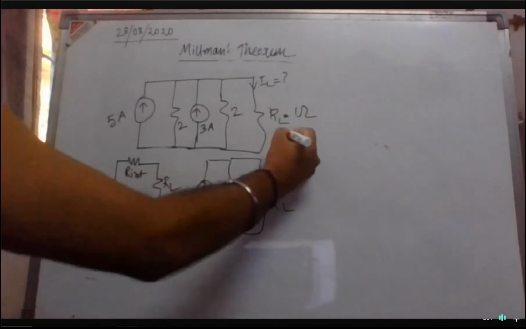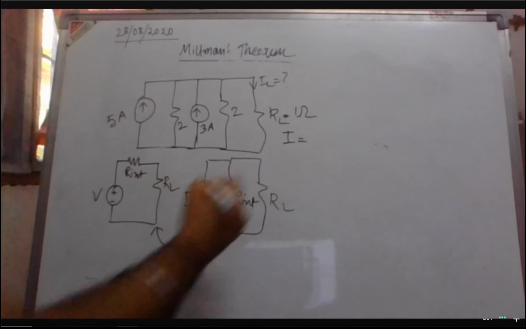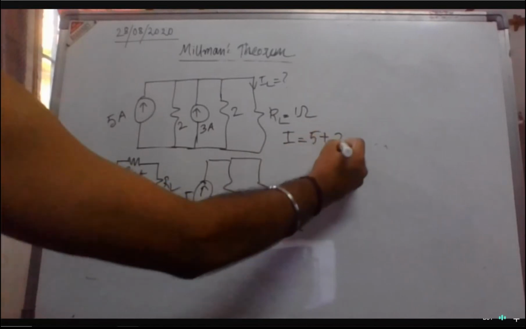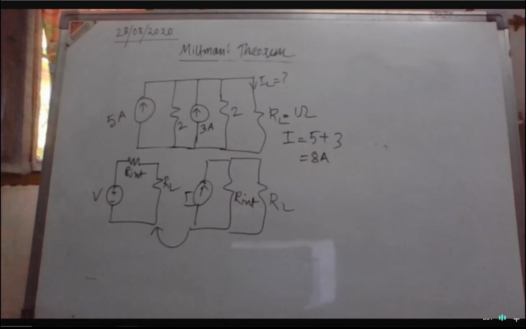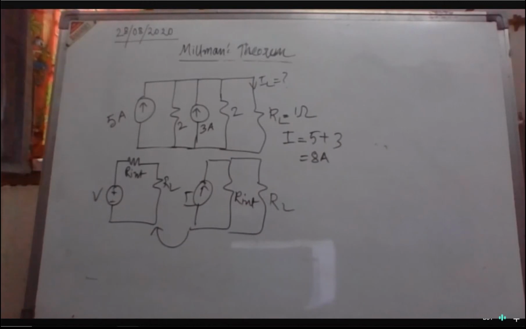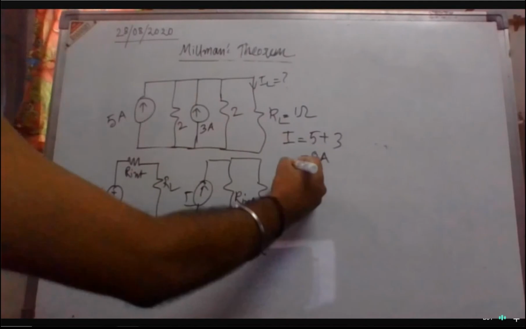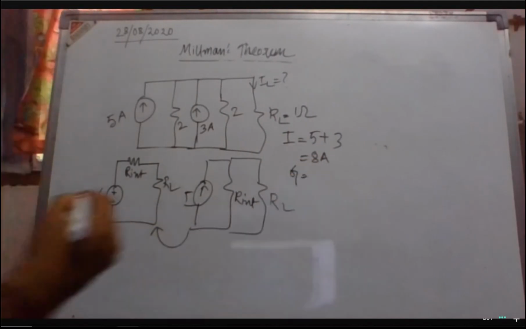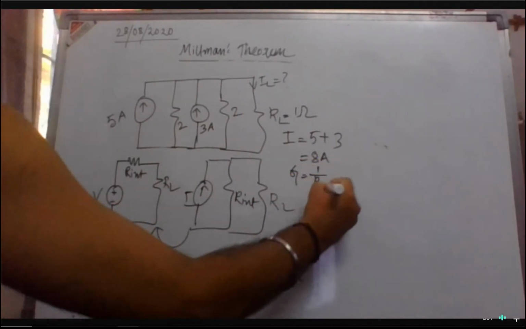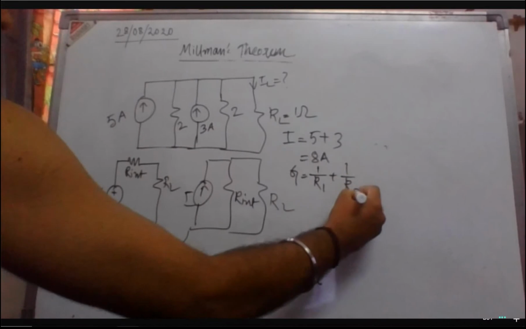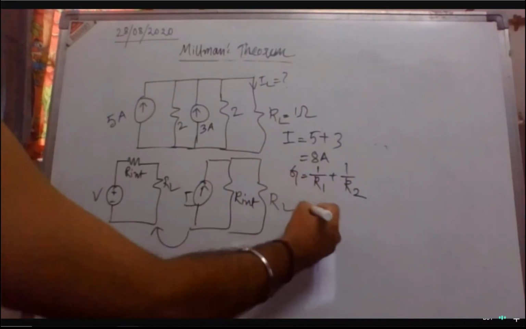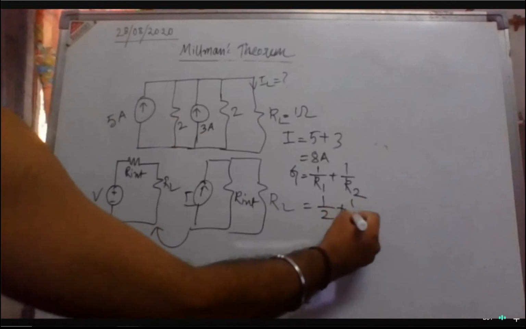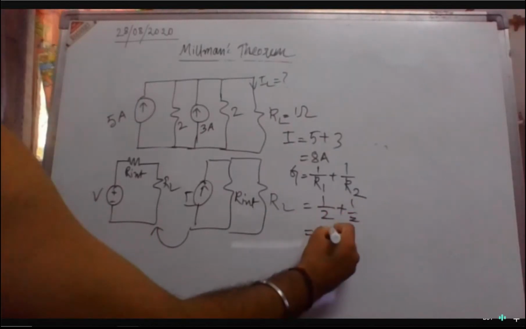तो हम लोग पहले क्या निकालेंगे? टोटल करंट निकालेंगे. Current will be equals to 5 plus 3 that is 8 ampere. Am I right? As per the formula? Yes, sir. And we will then find out G. G will be equals to 1 by R1 plus 1 by R2. That will be equals to 1 mho.